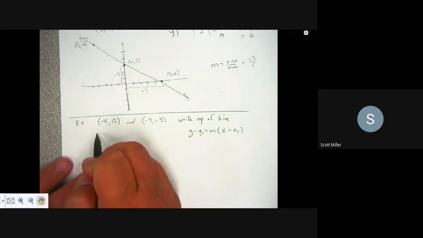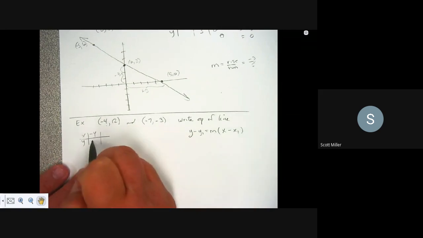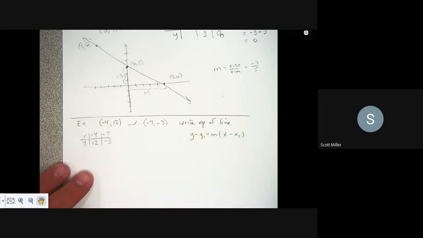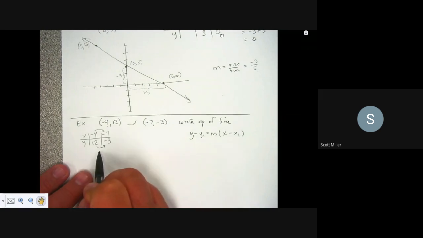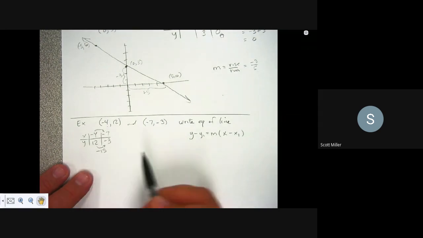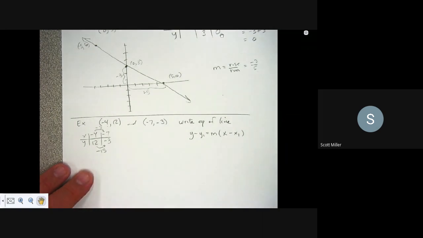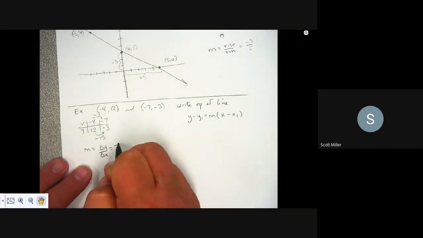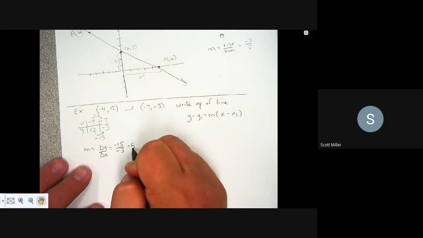My recommendation is to put your data into a table real quick. I got -4, 12. I got -7, -3. The order in which the points go into the table did not matter. Just put them in there and tell me the rate of change in both directions. From here to here, I'm going to go minus, looks like 15. From here to here, I'm going to go -3. So my slope, which is the change in the y's over the change in the x's, is -15 divided by -3. And then you reduce that, and you get a slope of 5.